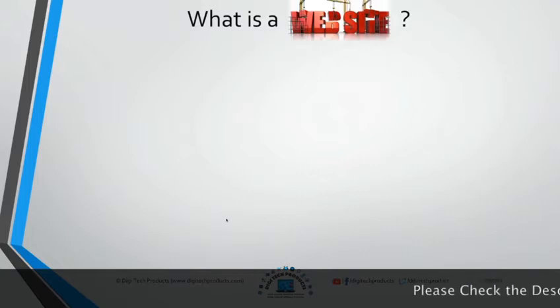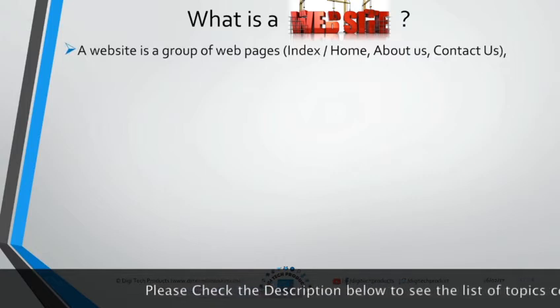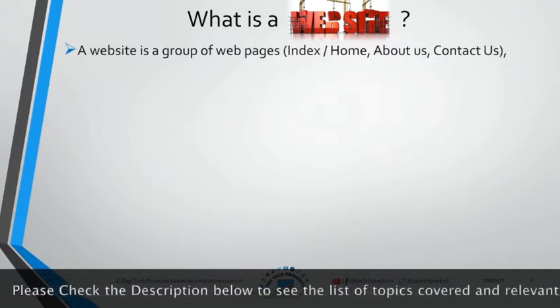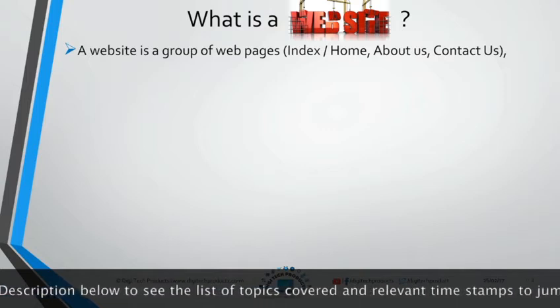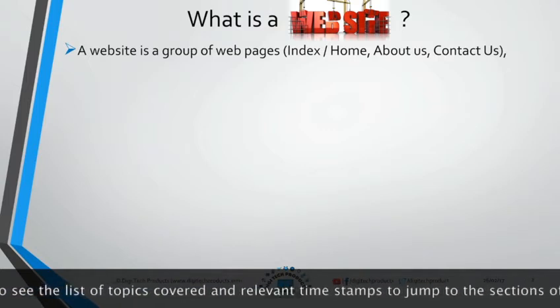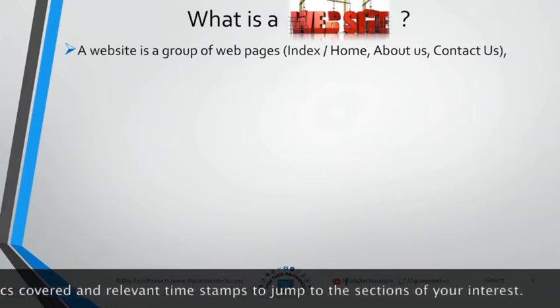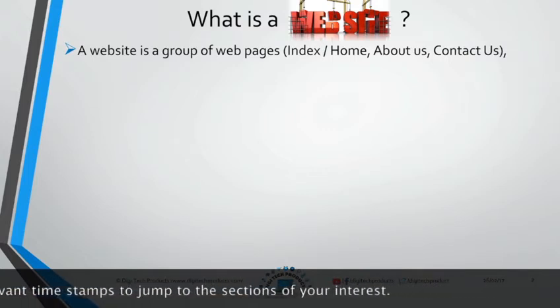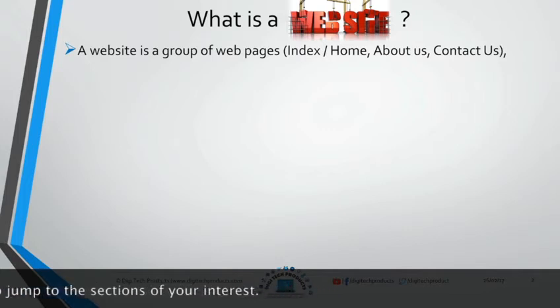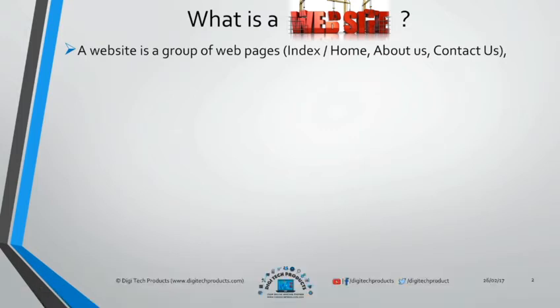So the first thing is, what is a website? I need you to understand this. A website is a group of web pages: index, home, about us, contact us. That is what it includes. For somebody who doesn't already know what a website is, this definition is a bit difficult, but we are going to dive right into what a website is.